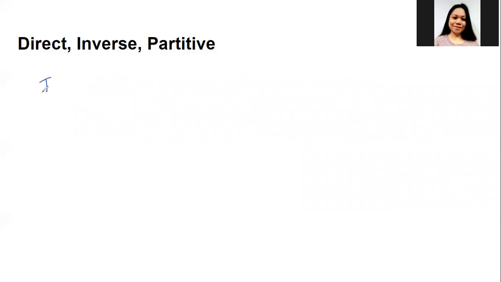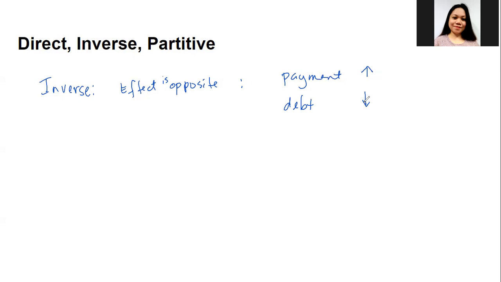Now, what is inverse? Obviously, the effect here is opposite. What is an example for this? Let's say payment and debt, or utang, right? The more you pay, sensibly, the less will be your debt.